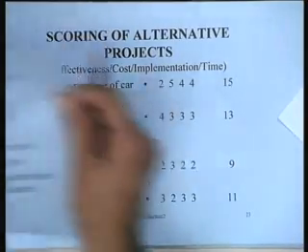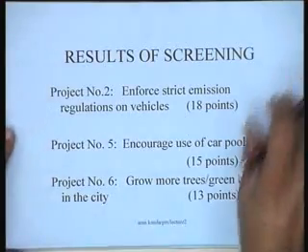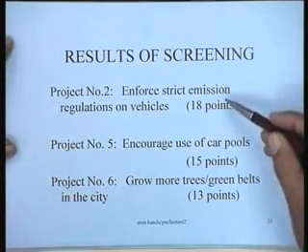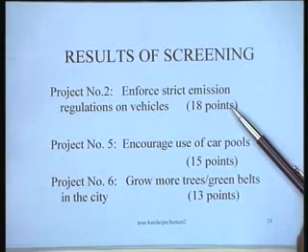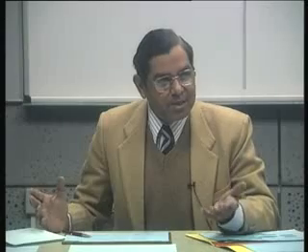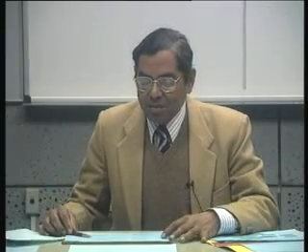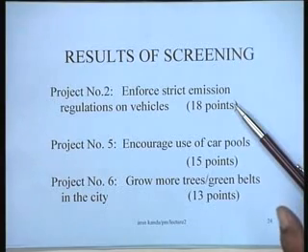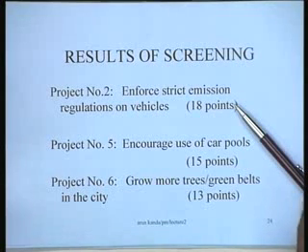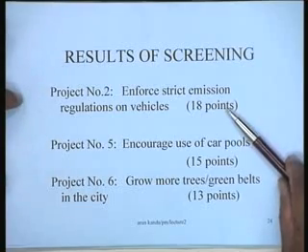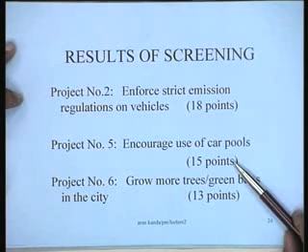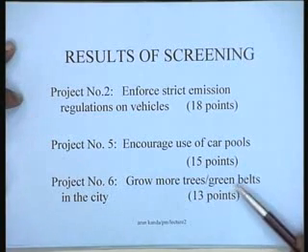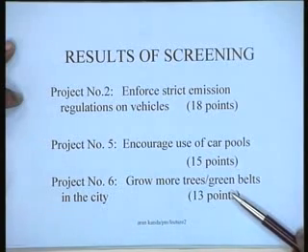And finally, the result of this exercise. What is the result of this exercise? The result of this exercise is the following. We have identified the 3 top projects out of the 8 that we had brainstormed. So the first project is enforce strict emission regulations on vehicles, which gets 18 points. And we have identified this project as number 1 in that sense. Encourage use of carpools is the second one, which comes out at 15 points. And grow more trees and green belts in the city comes at 13 points.